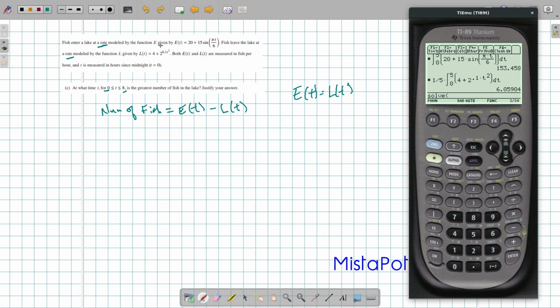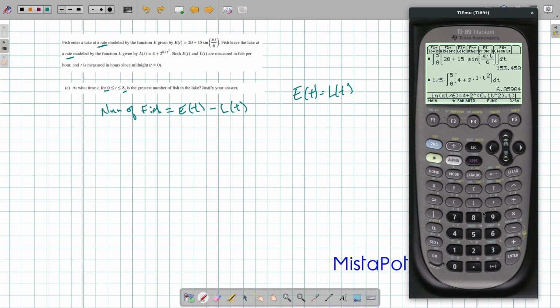And I want to know where E of t, so this 20 plus 15 times the sine of pi t over 6, is equal to L of t, which is 4 plus 2 times, or excuse me, 2 raised to the 0.1 t squared. So that's my equation, and I want to solve for t.